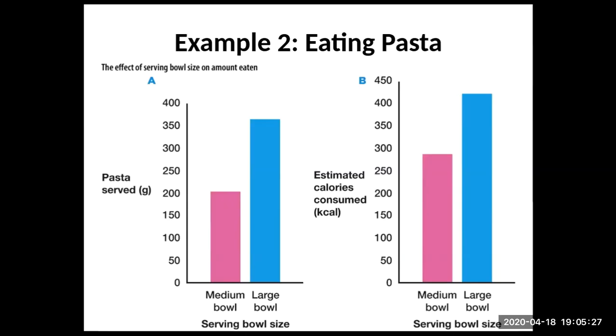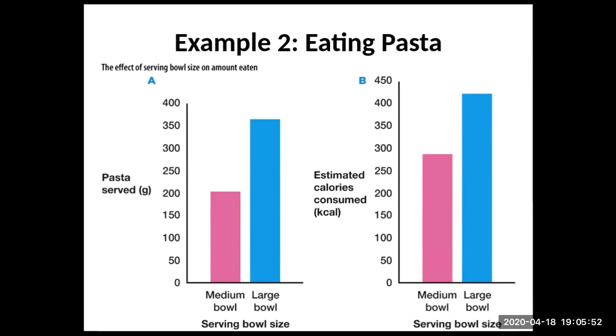For those with the larger bowl, you see that it's significantly larger. They, on average, served about 350 grams. That's almost double the amount, right, from 200 to 350. It's 1.5 times the amount of pasta. So definitely, according to A, those that had the bigger bowl definitely took more. But would that ultimately mean that they would eat more?